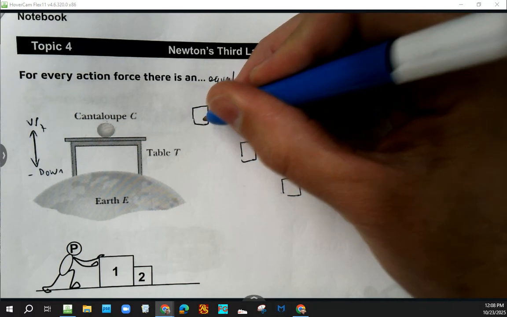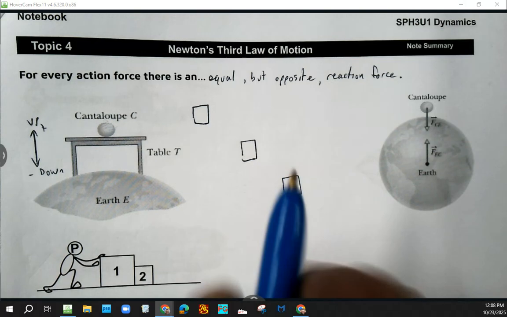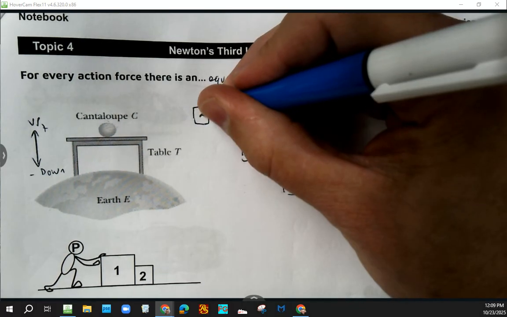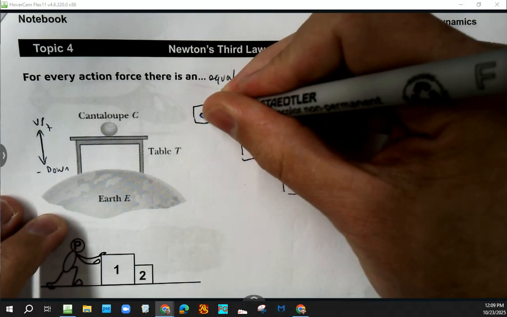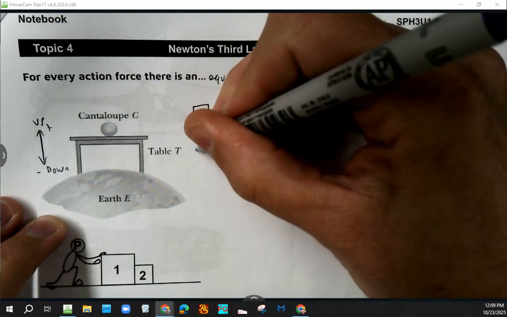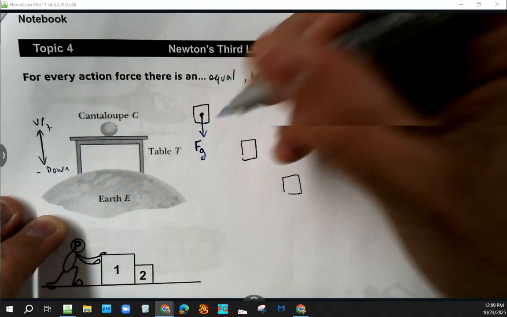So let's talk about how this is going to play out. First of all, let's think about the cantaloupe. One thing that I know for sure about cantaloupes when they sit on tables is that they experience gravity. Agreed? Right. So I got a force due to gravity acting down on this cantaloupe, and I might say force of gravity. And you know what?